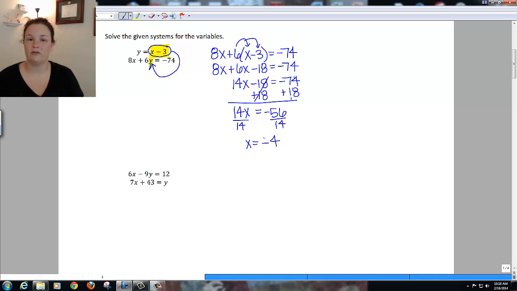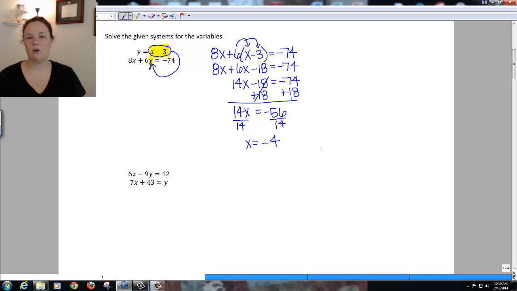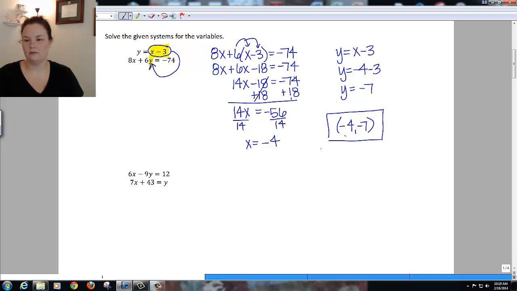Now I want to find my answer for y, because when we talk about solving systems, we're looking for the point where these two lines cross. We know our x value, now we need our y value, and we're going to write our answer as an ordered pair. Once I know x, I just plug it back into one of my equations. I'm going to plug it into the top one because it's already solved for y. Y equals x minus 3, so y equals negative 4 minus 3, which means y equals negative 7. And then I write my answer as an ordered pair: negative 4, negative 7.